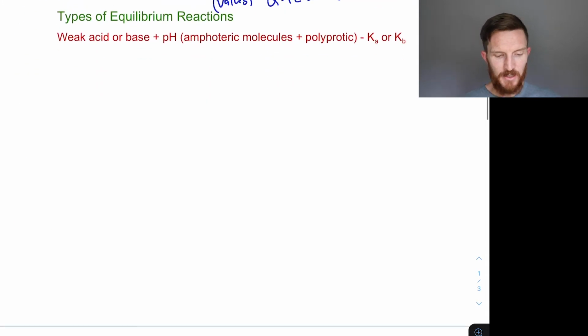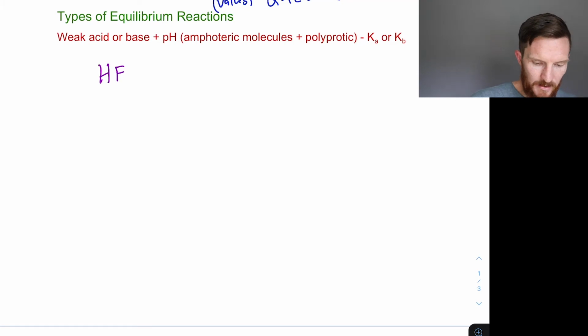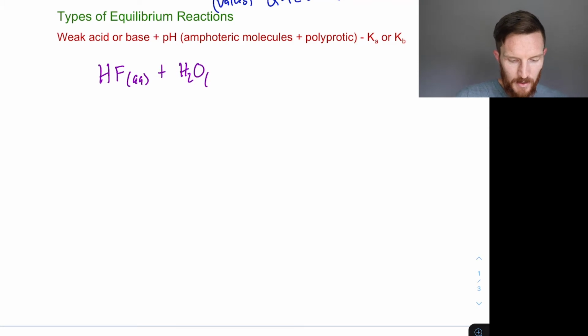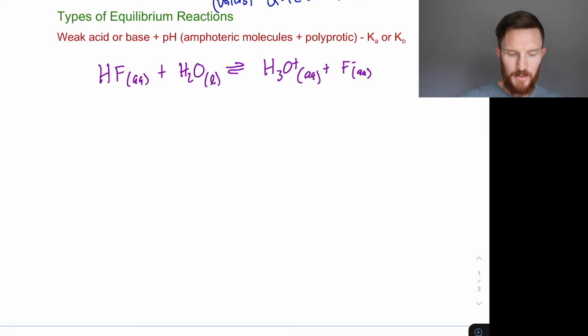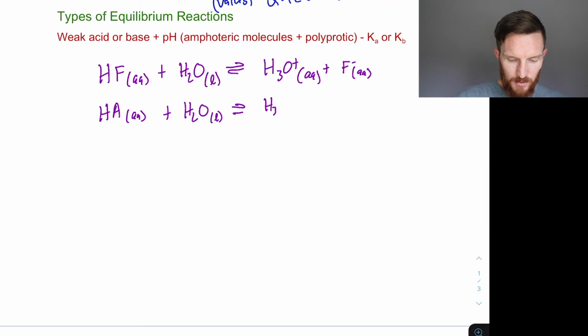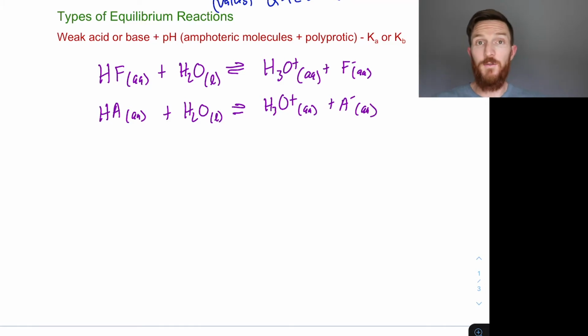So we have different types of reactions. I think the first one we're most familiar with is weak acid or weak base reactions. So for example, we have a weak acid reaction where we have our weak acid, HF, reacting with water to undergo ionization to give us the hydronium ion and the fluoride ion. We can also more generically just say HA for any acid reacting with water to give us H3O plus and the anion, whatever that anion is. In this case, it's the fluoride ion.